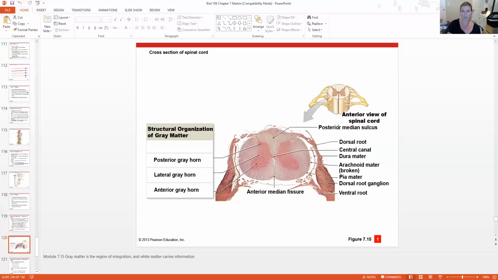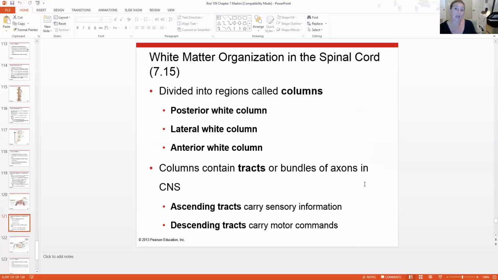Here you see an actual cross-section or a cartoon version. I always like the cartoon version. They're just a little bit easier to define. There's the gray matter on the inside. The horns are just the separate areas, right? Posterior, lateral, anterior. All right, now we get to the white matter.